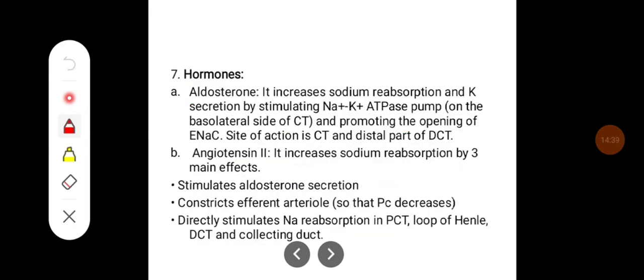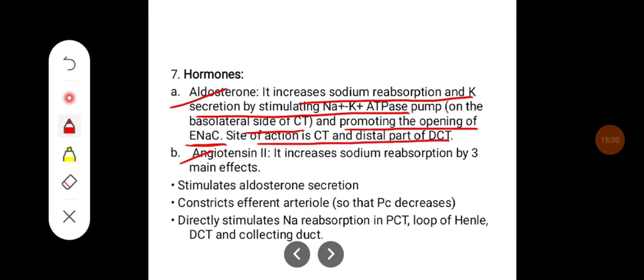Then we have hormones like aldosterone and angiotensin II. Aldosterone increases the sodium reabsorption and potassium secretion by stimulating sodium-potassium ATPase pump on the basolateral side of the collecting duct and promoting the opening of epithelial sodium channels. Site of action is collecting duct and distal part of the DCT.